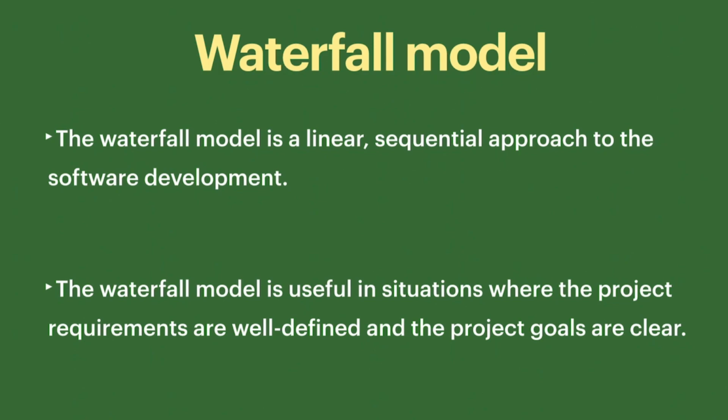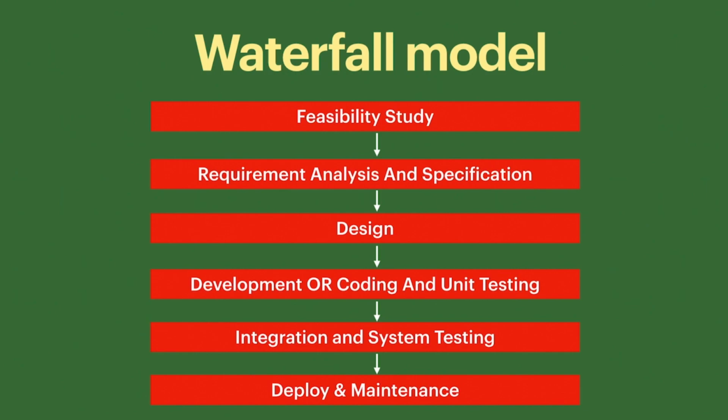This is the first and very old model. First of all, we will discuss the waterfall model. So what is the waterfall model? The waterfall model is a linear sequential approach to software development. It means that all the phases of the software development are completed one after another. The waterfall model is useful in situations where product requirements are well defined and project goals are clear. So the way of development in the waterfall model is one after another, in a sequential way.